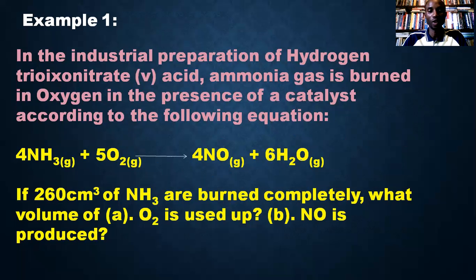And the volume of nitrogen 2 oxide that is produced. You just need to compare the equation for the reaction, the mole, the volume ratio, 4:5:4. So for the one that is produced, compare the volume.